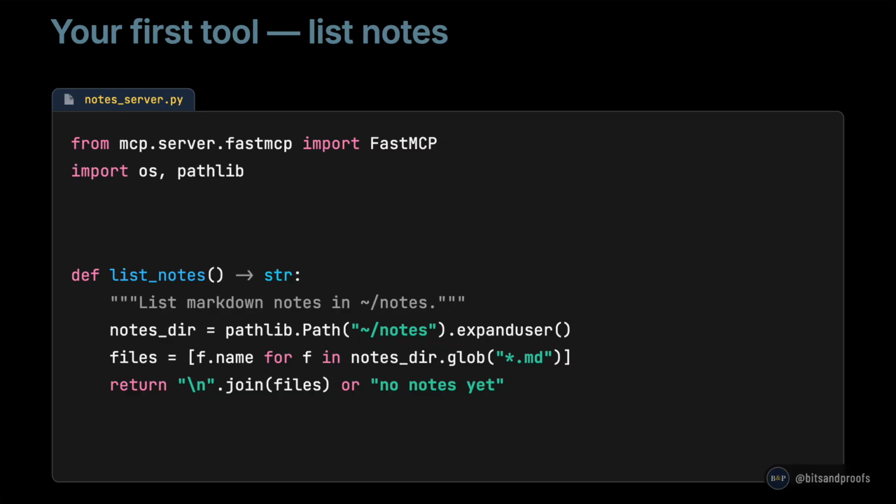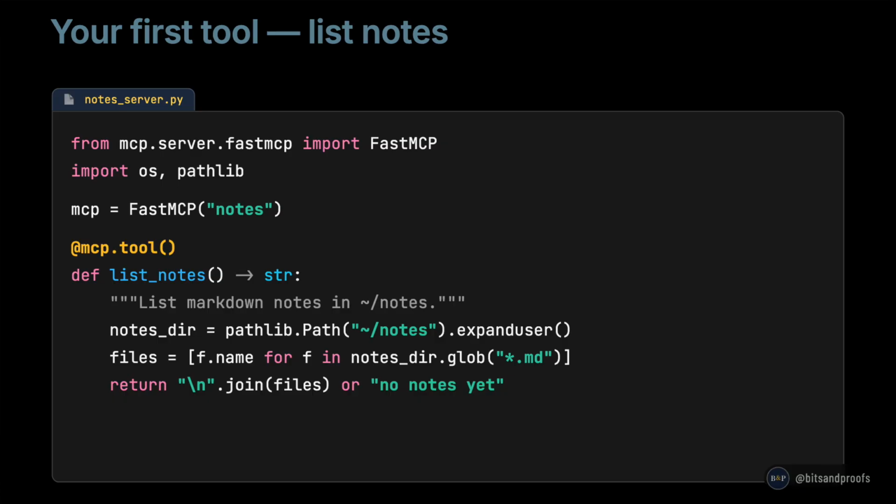First, import FastMCP from the SDK, that is the high-level builder class from the MCP Python package. We also import os and pathlib for the file system work. Next, create the server. The name notes is just a label. It shows up in the agent's tool list so the user can see what kind of server it is.